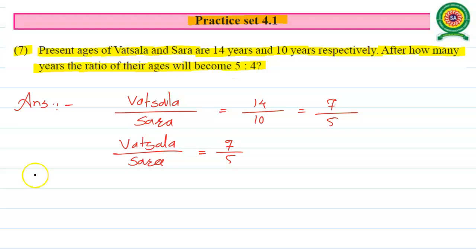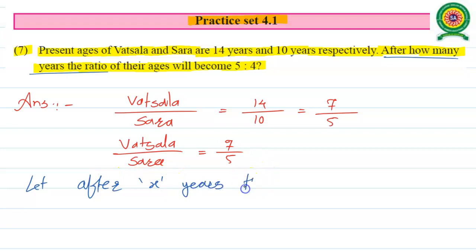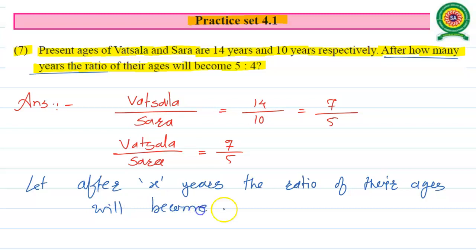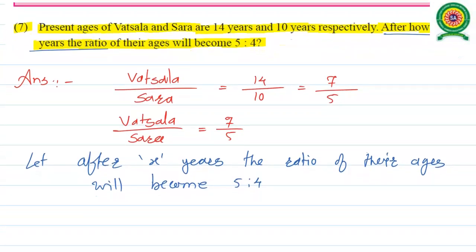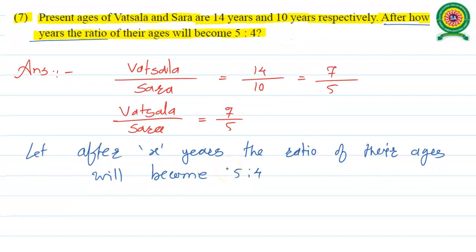Now, after how many years will the ratio of their ages become 5:4? So let us assume that after X years, since whatever we have to find in a word problem, we have to assume as a variable. So after X years, the ratio of their ages will become 5:4.